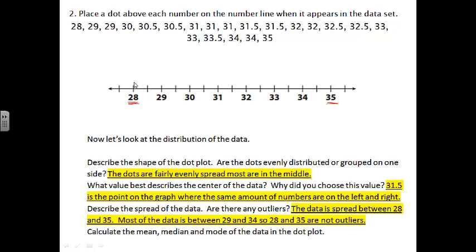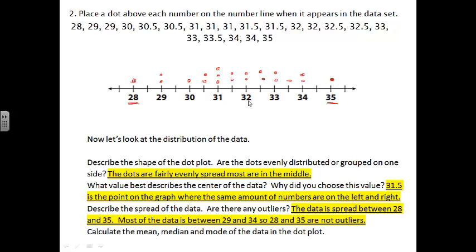All right, welcome back. You should already have yours plotted, so we can do this fast. There's 1 28, 2 29s, 1 30, 2 30.5, 3 31s, 2 31.5, 2 32s, 2 32.5, 2 33s, 1 33.5, 2 34s, and then 1 35.